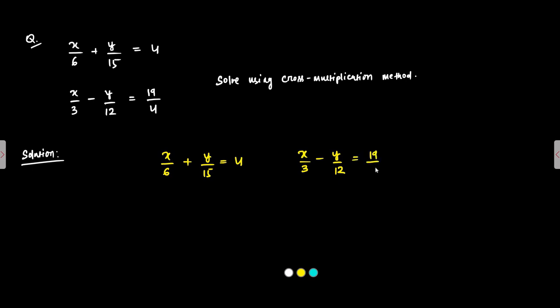19 by 4. So here, in order to convert it into a simple format, to remove the fractional part, we'll multiply both sides with the LCM. So here we'll multiply 30 on both sides. Here 30 and here also 30, and here we'll multiply 12 on both sides.